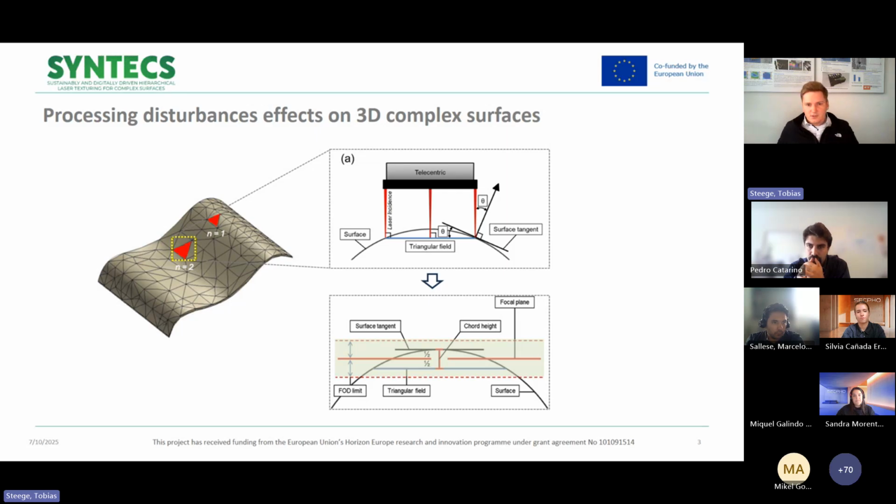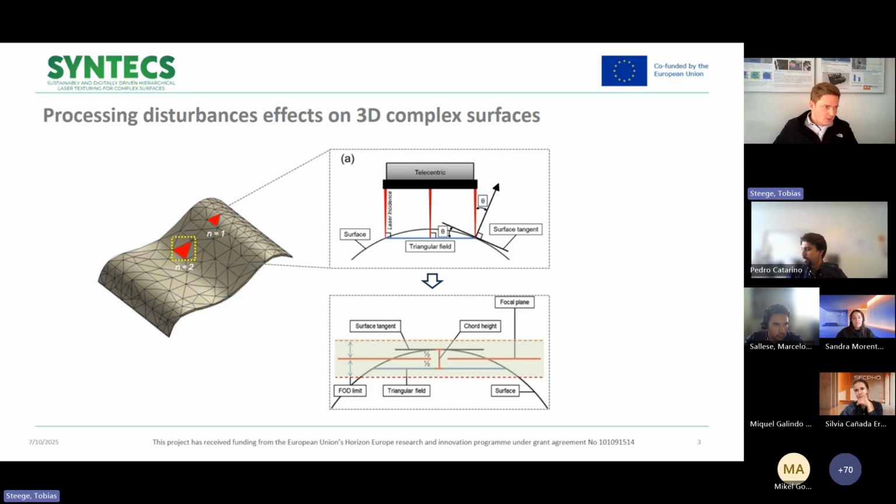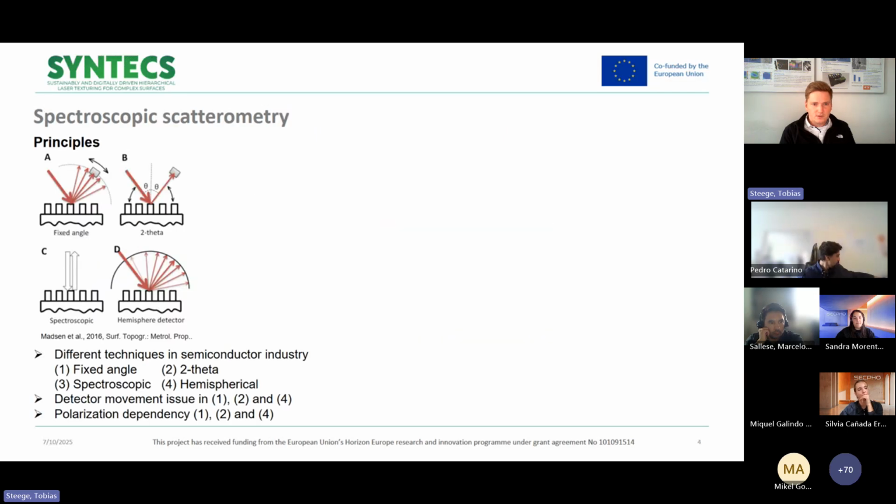And of course, if you are trying to texture 3D parts, you have a deviation of the focus position. So this is something you have to monitor to see if your texture worked and if you have a nice quality, a nice uniform texture at the end. So one approach was to measure the texture after the process itself. And therefore, there are, of course, quite a few possibilities.